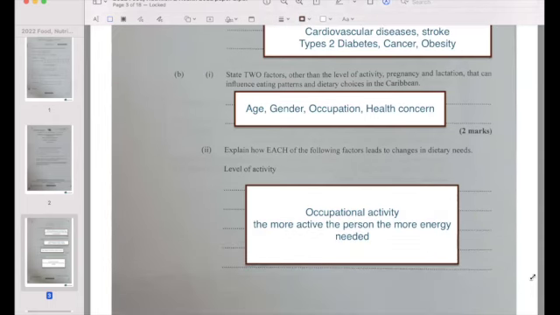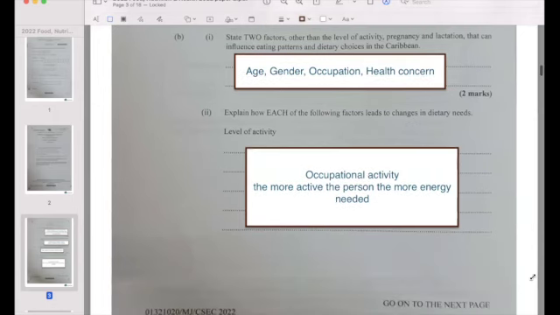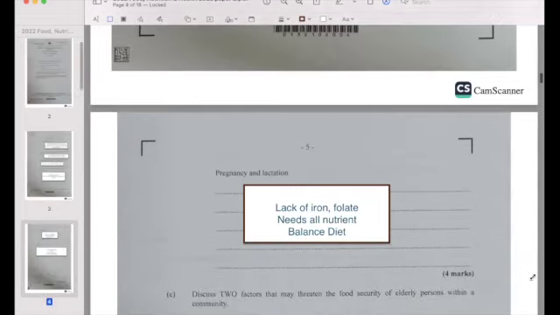So they're saying, explain how each of the following factors changes dietary needs. The first one is level of activity. When you're talking about level of activity and dietary needs, the possible answer can be occupational activity. For instance, a teacher's daily food intake will be different from persons doing construction work. So that would be a factor, right? Another one is the more active the person is, the more energy they will need. So you can have those responses.